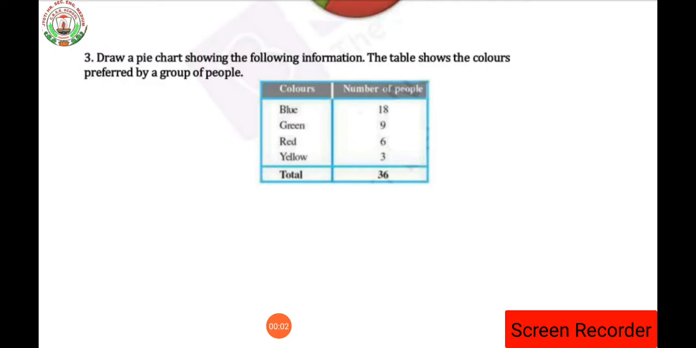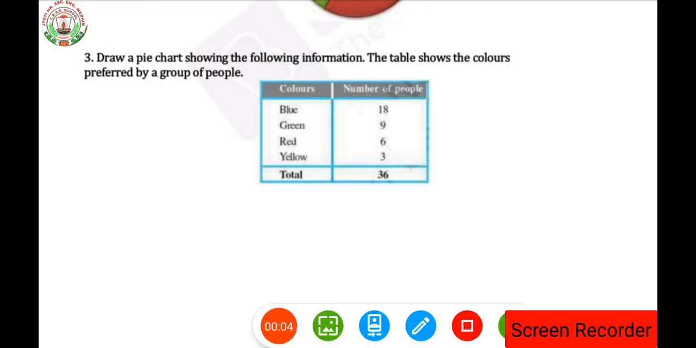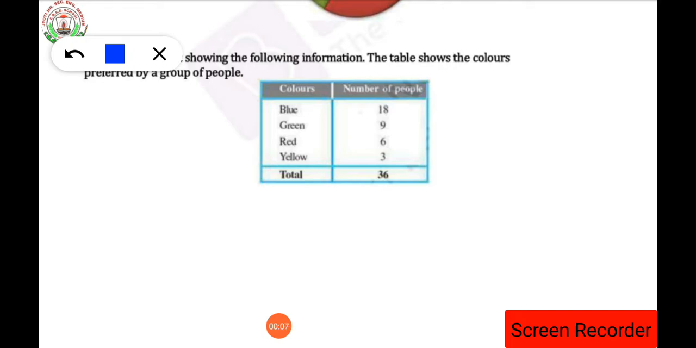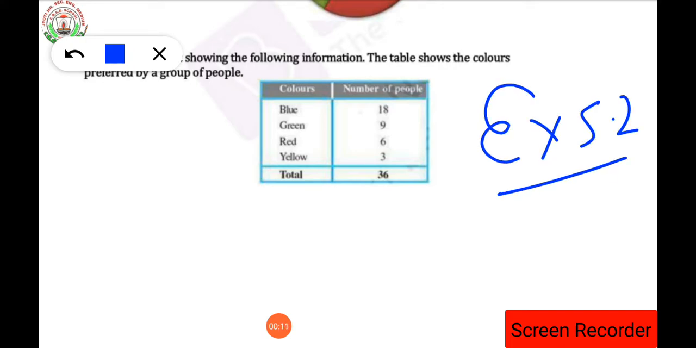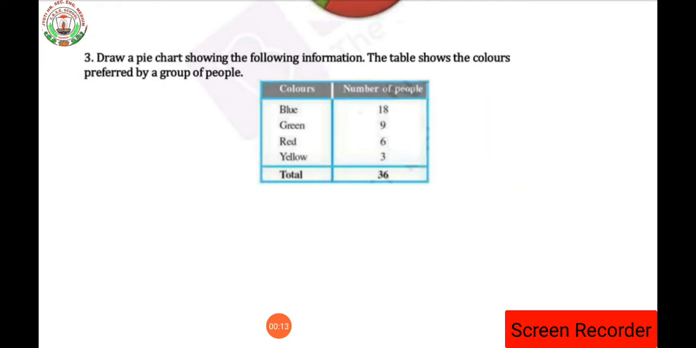Good morning to everyone. Today we are going to do chapter number 5, data handling, exercise 5.2. In the previous video we had already completed exercise 5.1, and exercise 5.2, question number 1 and 2. So dear student, in today's video we are going to see question number 3.